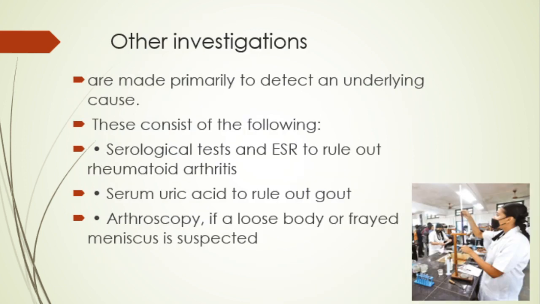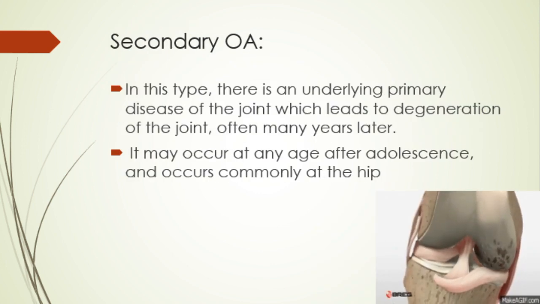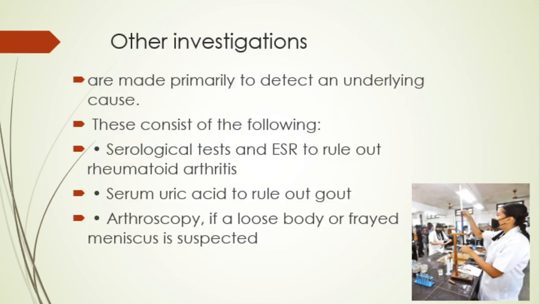Then what are the other investigations which are made primarily to detect an underlying cause? We have to know the stage of the disease, that is, whether it is primary osteoarthritis or secondary osteoarthritis. In primary osteoarthritis there is no underlying cause, it is de novo, and in secondary osteoarthritis there are some underlying causes which are the predisposing factors. So we have to do other investigations to rule out whether it is primary or secondary.